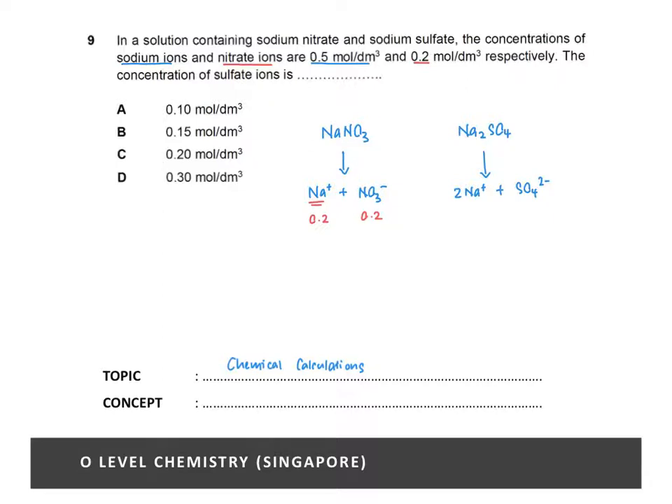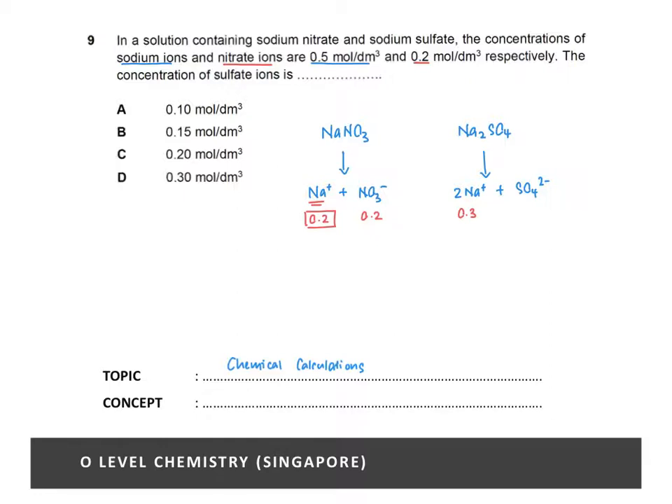We have already found out that 0.2 moles of sodium ions came from sodium nitrate. That means that the other 0.3 moles must come from sodium sulfate. Okay, since the total adds up to 0.5, the other 0.3 moles must come from sodium sulfate.